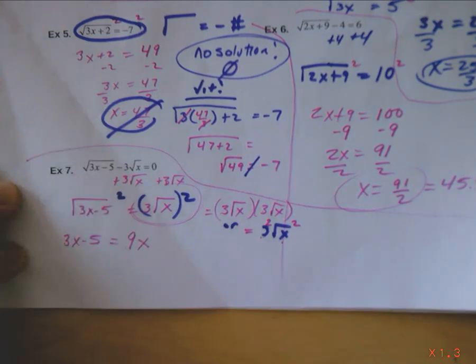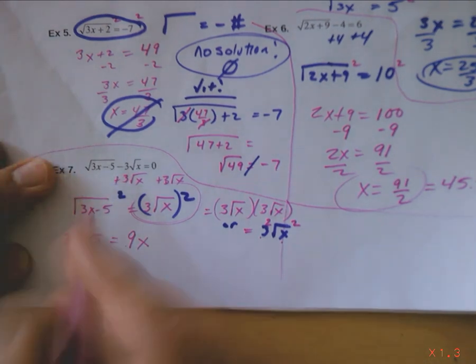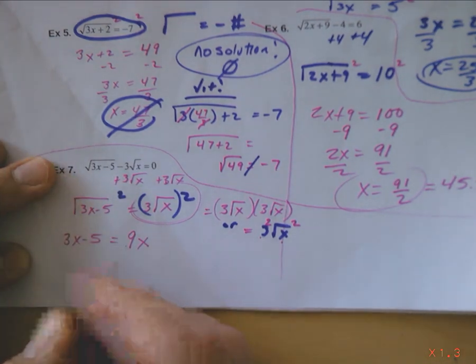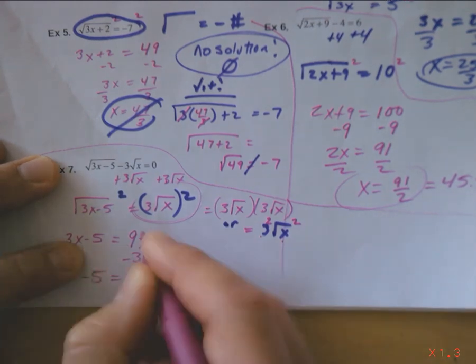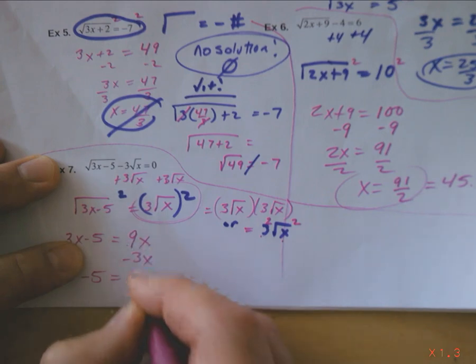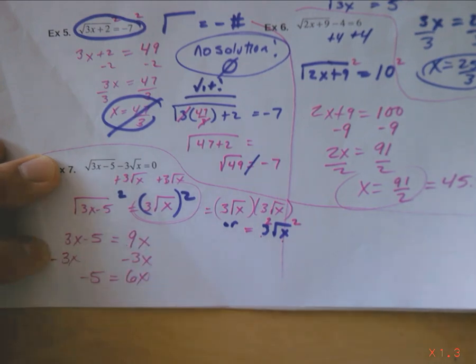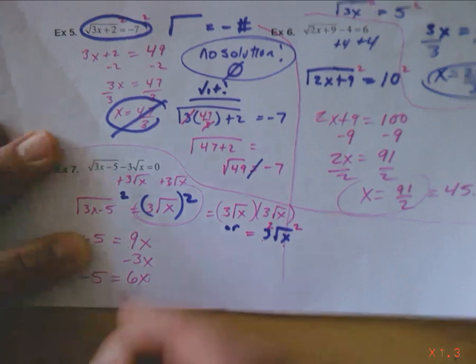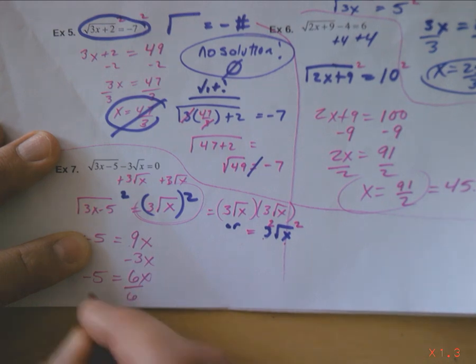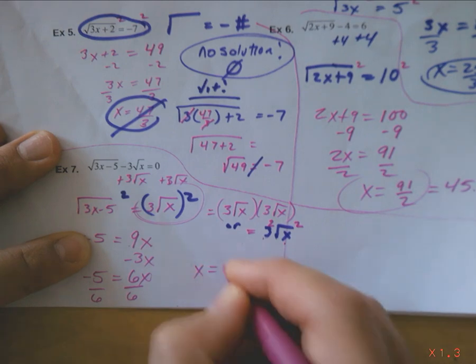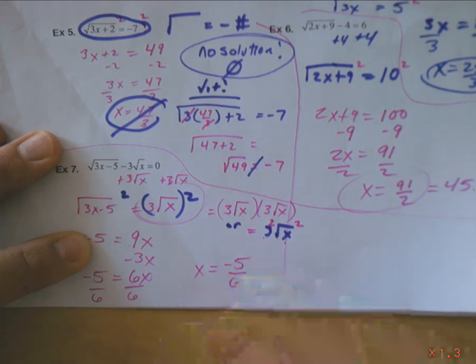And now it's just algebra. You guys know how to do this. Get the x's on the same side. Subtract the 3x over. We get negative 5 is equal to 9x minus 3x, which is what, 6x? And then we divide by 6. So we got x equals negative 5/6.